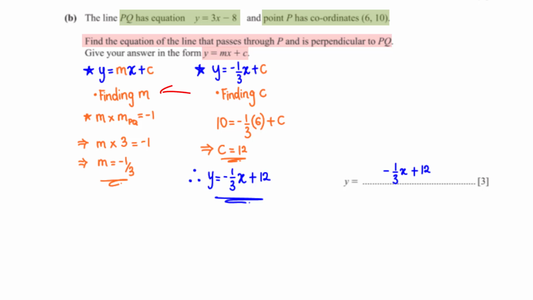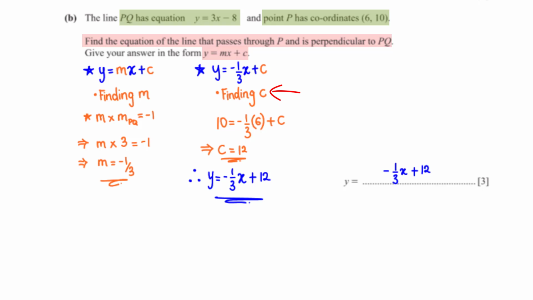So to find the value of m, which is the slope of the perpendicular line, we know that m times the slope of PQ is equal to negative 1. From the equation of the line PQ that has been given, we can identify the slope as 3. So when we put that into our equation, we get the value of m as negative 1 over 3. So now we have y equals negative 1 over 3x plus c.